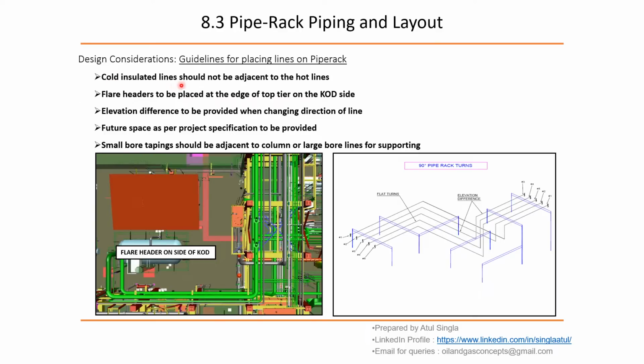Then cold insulated lines should not be adjacent to the hot lines. As we have located large size lines at the corner of the rack, in the same way we have to separate cold insulated lines from hot insulated lines.